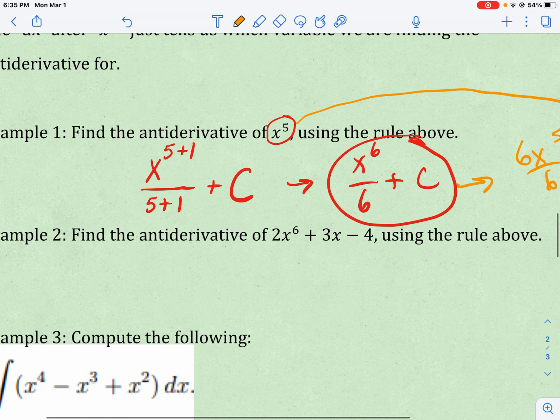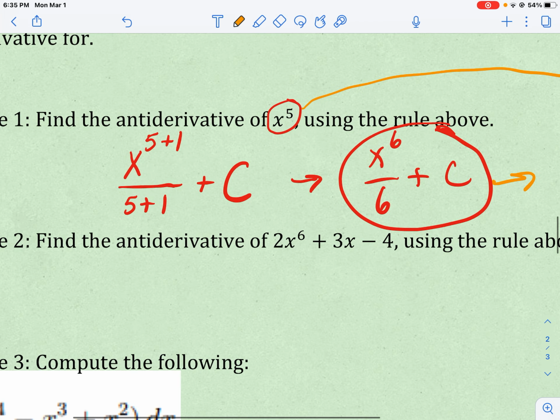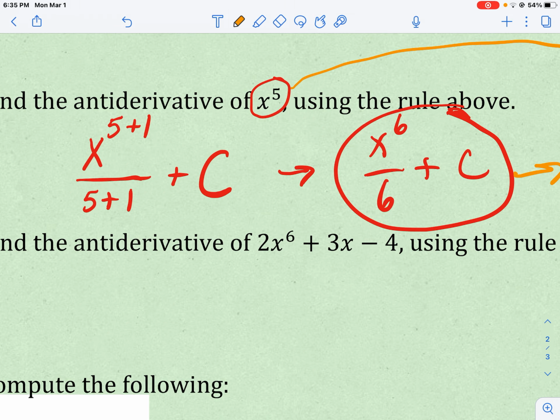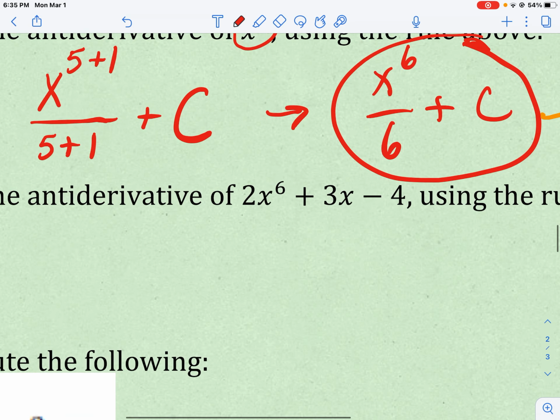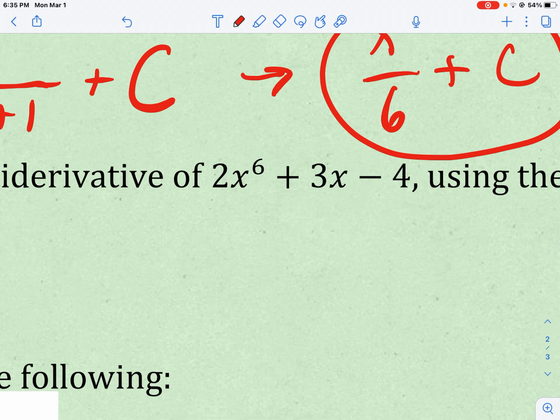All right, example 2, find the antiderivative of 2x to the 6th plus 3x minus 4. So yes, there doesn't always have to be one term in these. You could have 2, 3, 4, 5, 6 terms for polynomials. But if that's the case, then you will just apply the rule to each individual term of the polynomial.